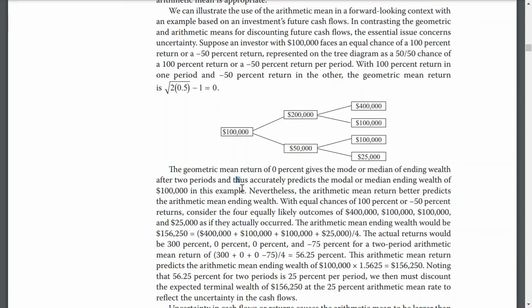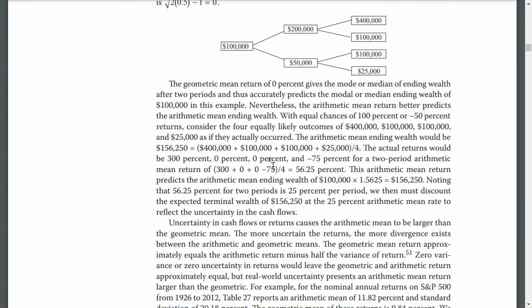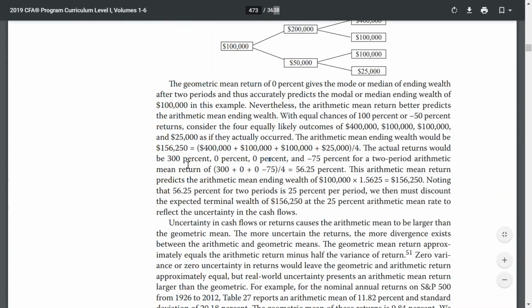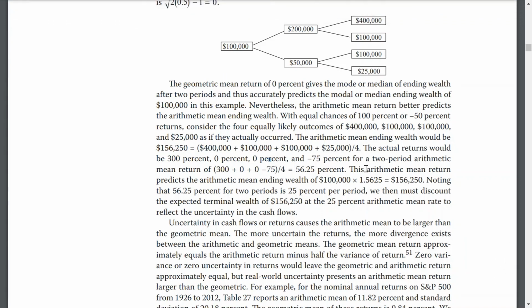Anyways, so the geometric mean returns of 0% gives the modal or median ending wealth after 2 periods, and thus accurately predicts the modal or median ending wealth of 100,000 in this example. Nevertheless, the arithmetic mean return better predicts the arithmetic mean ending wealth with equal chances of 100% or negative 50% returns. Consider the 4 equally likely outcomes of 400,000, 100,000, 100,000, and 25,000. As if they actually occurred, the arithmetic mean ending wealth is found by adding them all together and dividing by 4, which is the average return you're supposed to get.